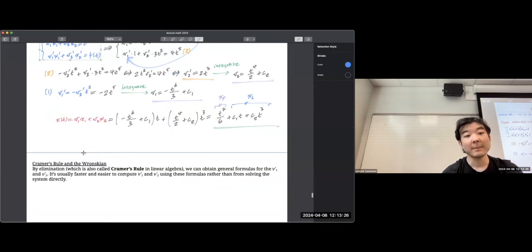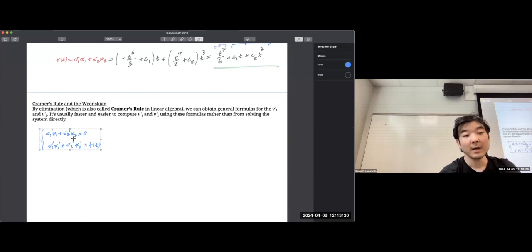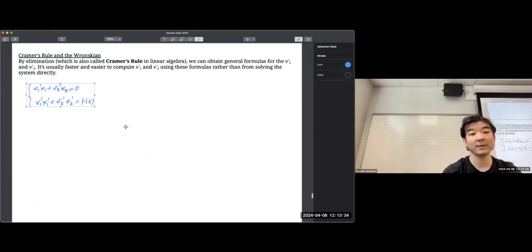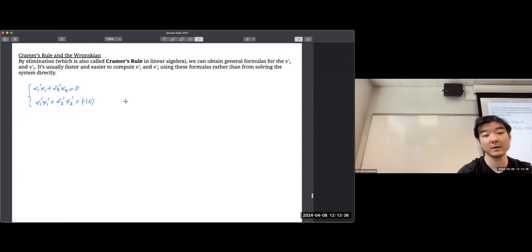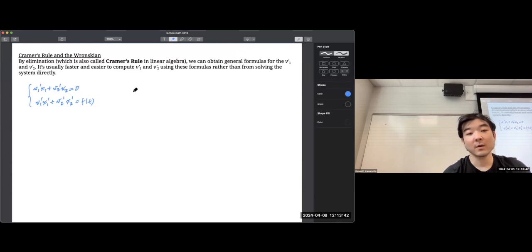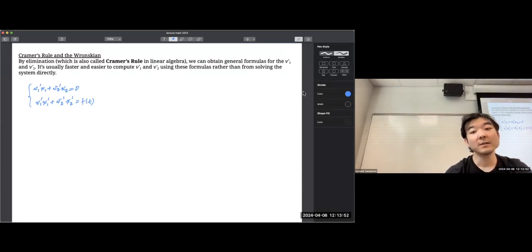So I'm just going to copy this system. I mean, you could solve it the good old-fashioned way that we just did, but you may find it easier. And also, we're going to talk about different things that are going to be involved in this process later as well. So it's good to maybe show you this. So we have these two equations. And if you, in general, want to come up with a formula that gives you v1 prime and v2 prime, you can basically do the elimination method.